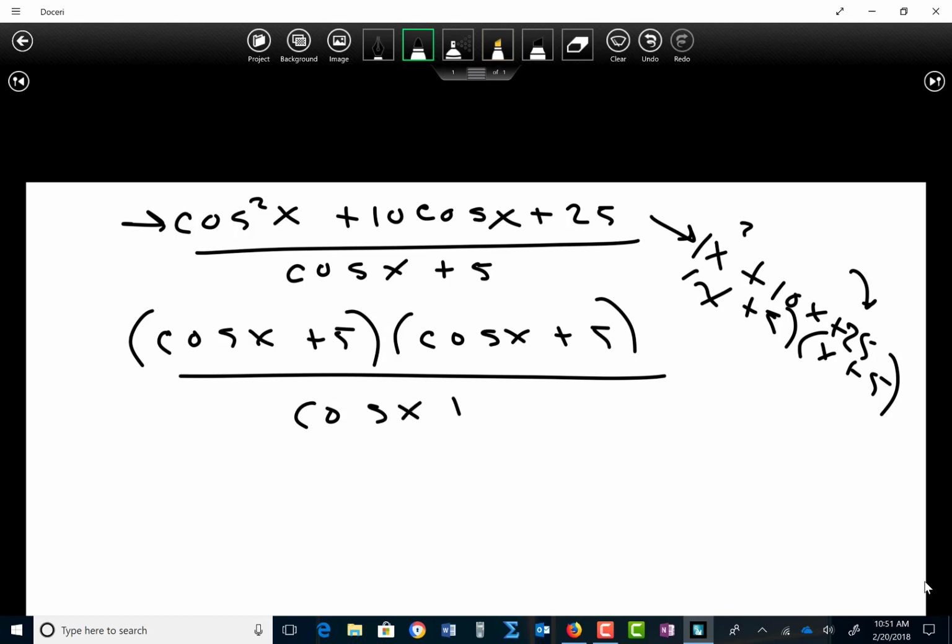And since I have something the same on the bottom, I cannot cancel these 5s because these things are attached by a plus sign. So this is a cosine x plus 5, not a cosine x separate from a 5. If it had been multiplication, yes, you could do that. But not with addition. You have to cancel the whole term. So I'm only left with cosine x plus 5. So that's the answer to number 8. So I'm going to stop this video and go ahead and start another one so that there's not so much in each video.